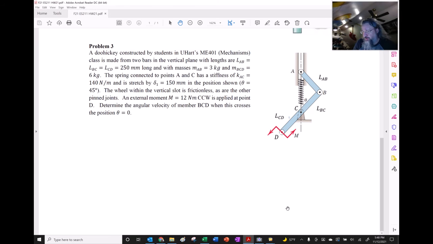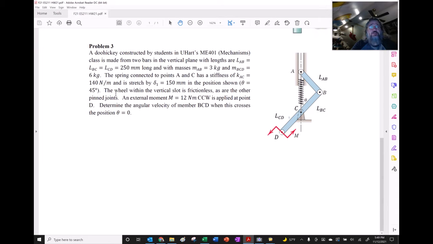Problem 3 in homework 21, and we have this doohickey made in the mechanisms class that I teach in the spring. The lengths that we see are all 250 millimeters for each of these different segments, the mass of this bar is 3 kilograms and the mass of this is 6 kilograms, and the spring has a stiffness of 140 newtons per meter, and in the position shown is stretched 150 millimeters.